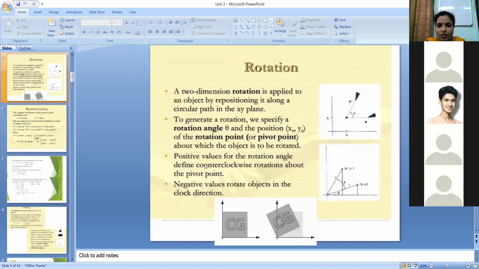Now the second, okay. Time is up. So we will stop here. And the rotation and reflection we will see in the next lecture. Okay.